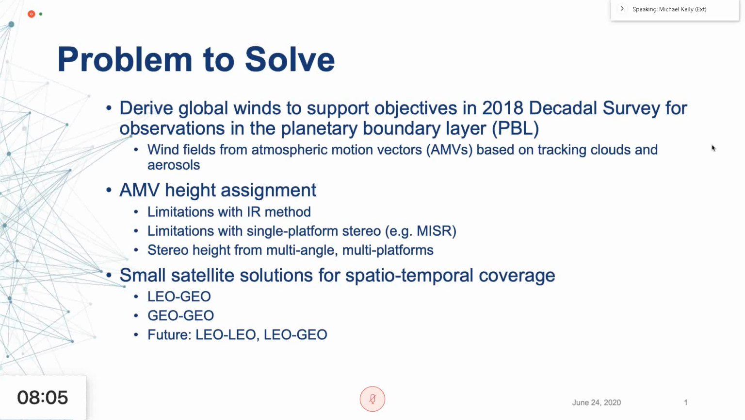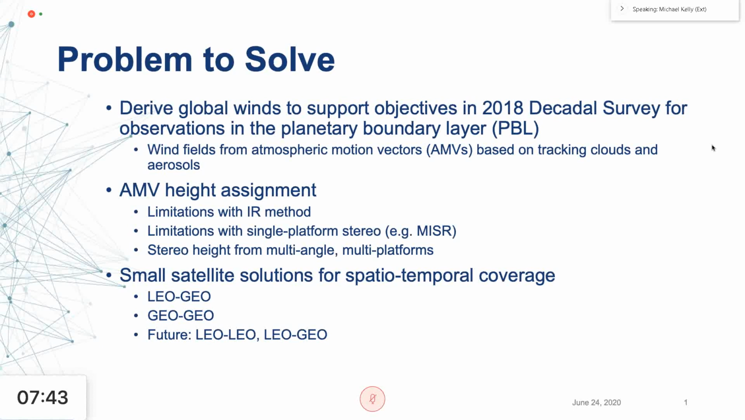They're a proxy for winds, and they're derived by tracking the motions of clouds, water vapor, dust, or other particulates using consecutive satellite images. And so we want to do this at high resolution, and also we want to work to reduce some of the limitations from the past.